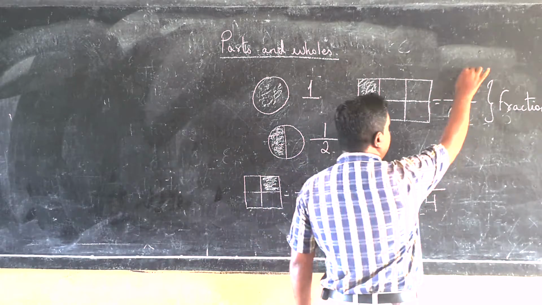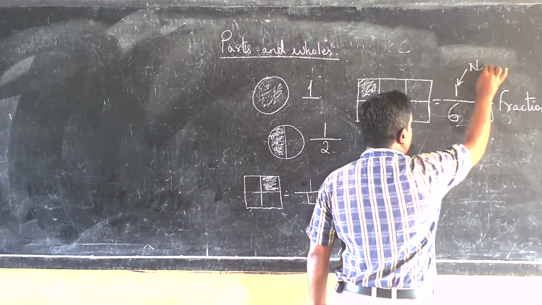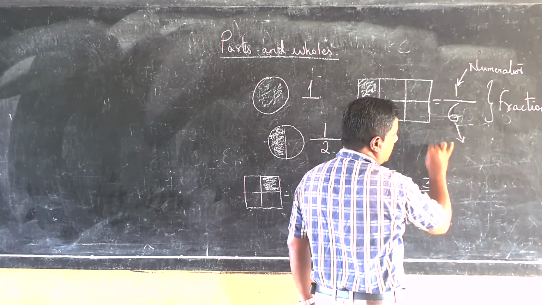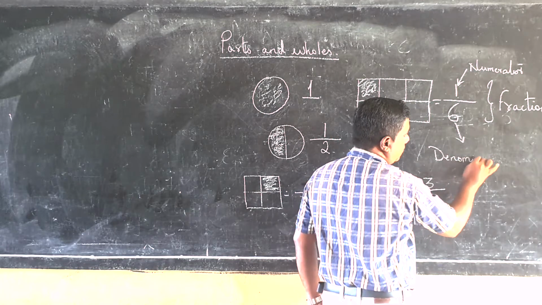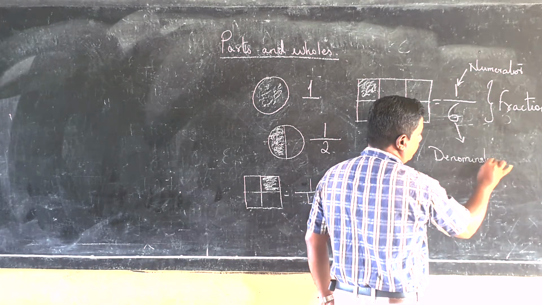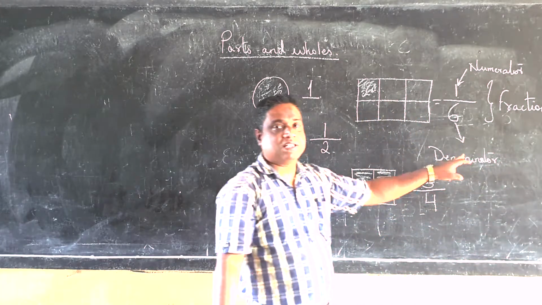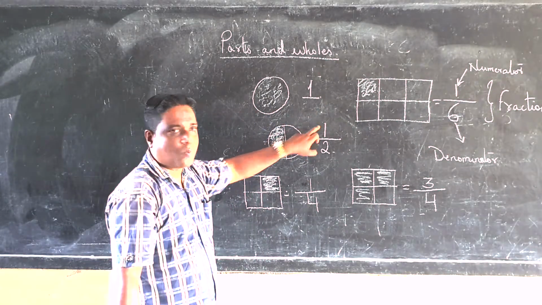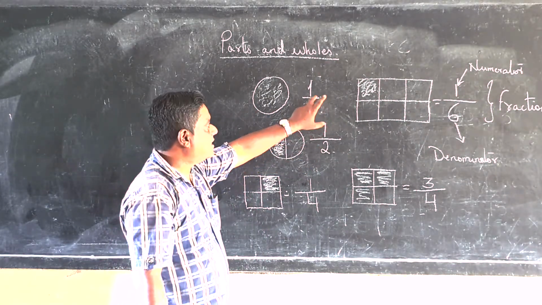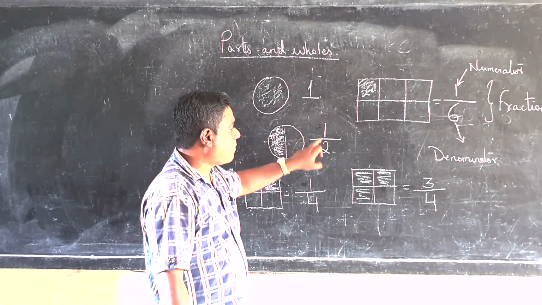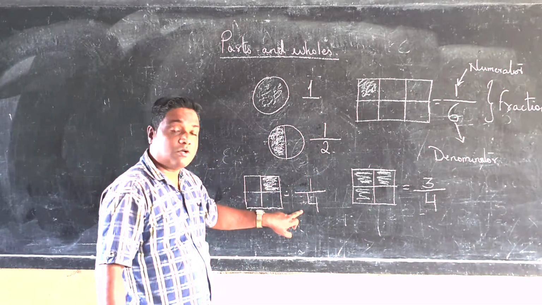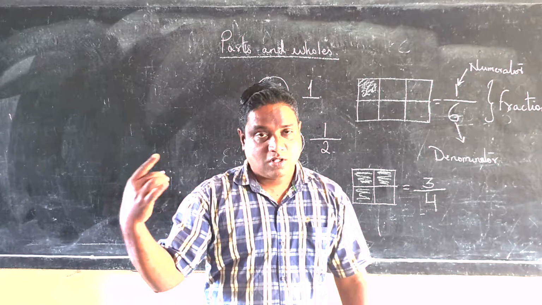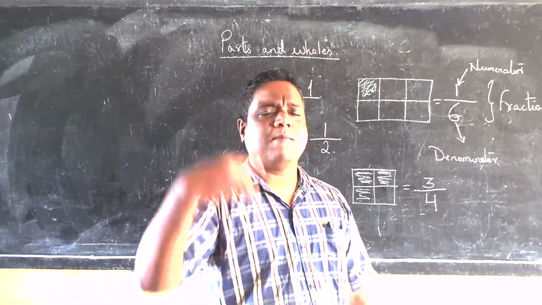In a fraction, the top number is said to be the numerator and the bottom number is said to be the denominator. A fraction has 2 numbers. 1/2 is called a fraction. This single digit is not a fraction. 1/2 is a fraction, 1/4 is a fraction, 3/4 is called a fraction. It can be any number.